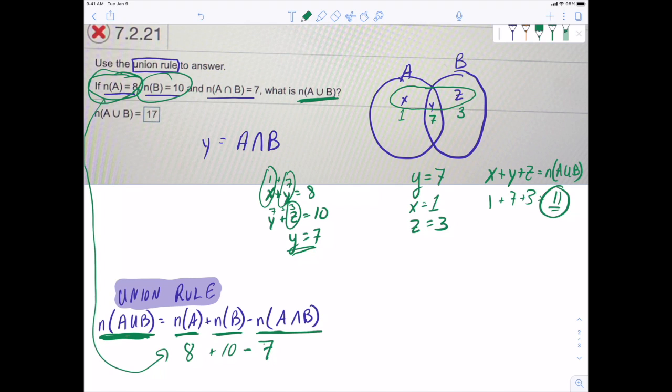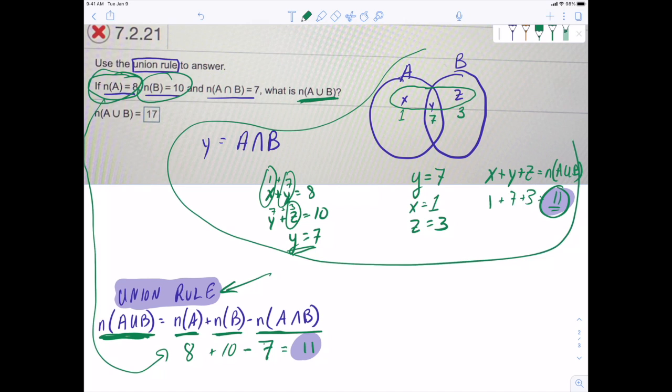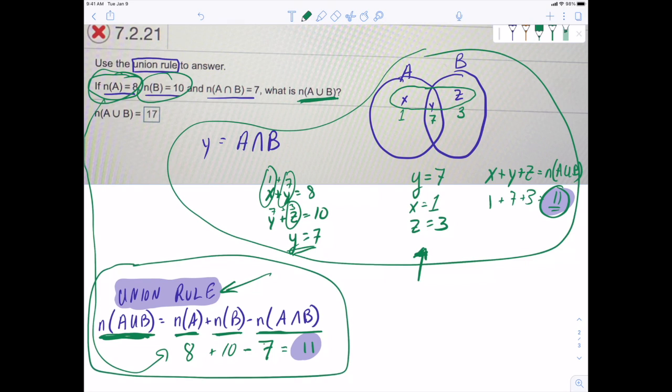So 8 plus 10 is 18 minus 7 is 11. So either way, the answer is 11 if you use the union rule or if you do it the logic way. Now, the logic way is something that we're probably going to need to use when the problems get a little bit harder. I recommend this way. But the union rule is a really good rule.